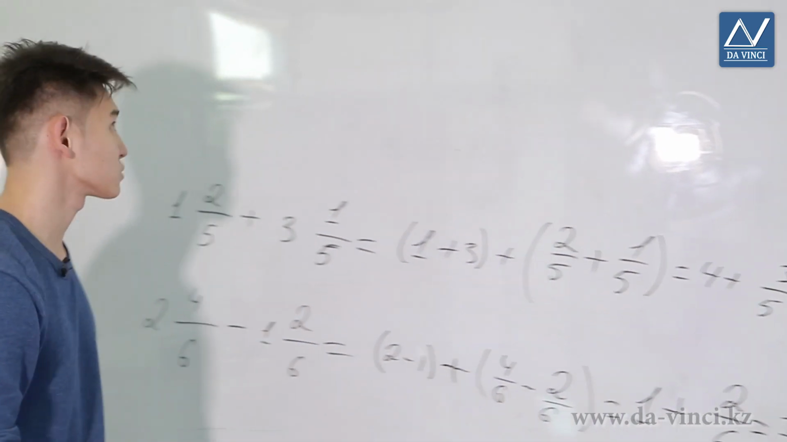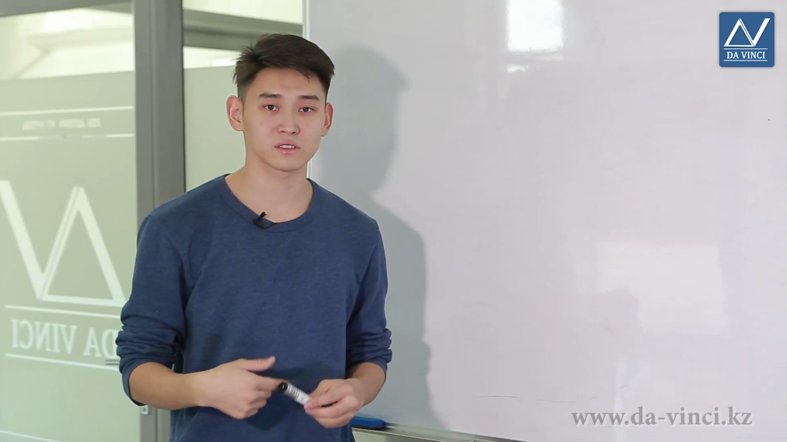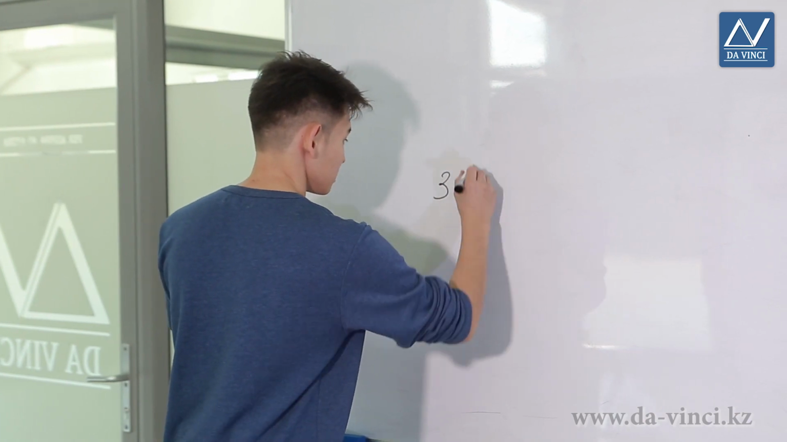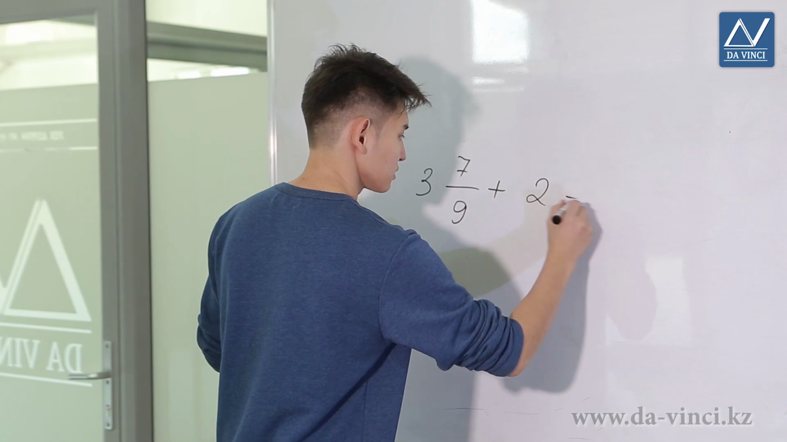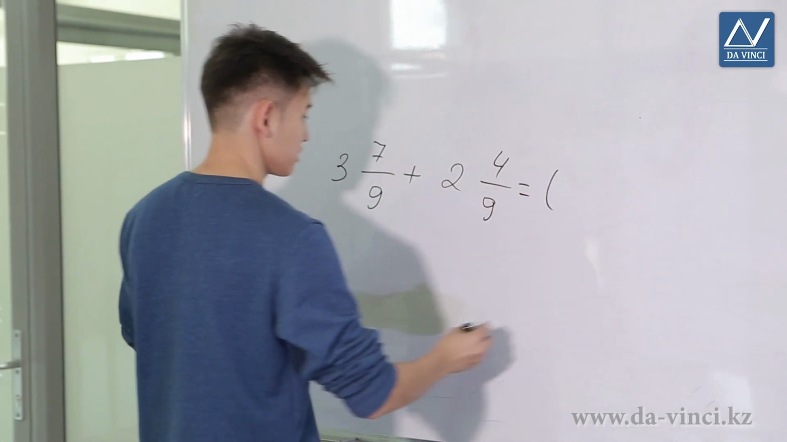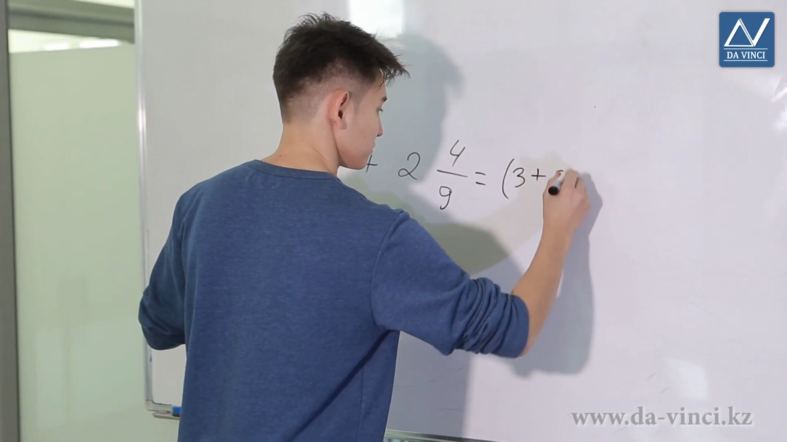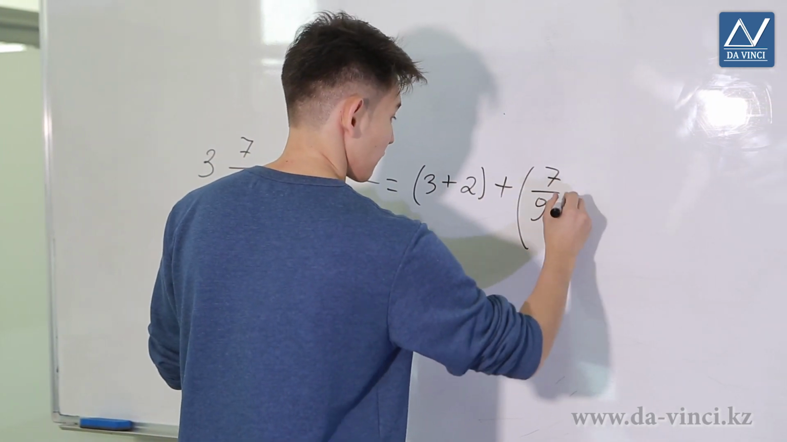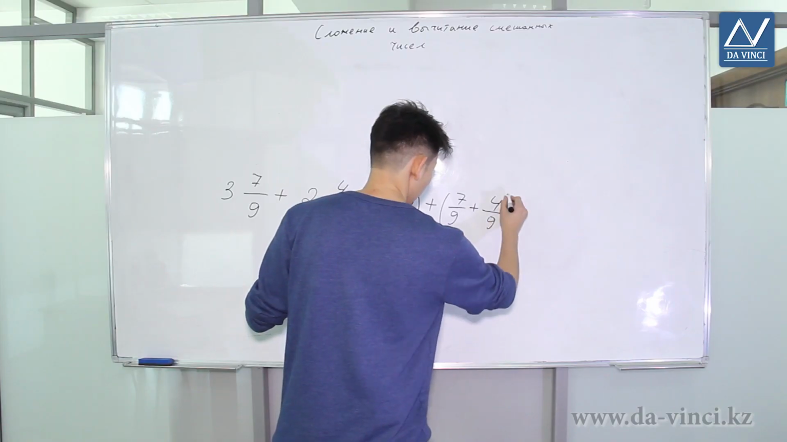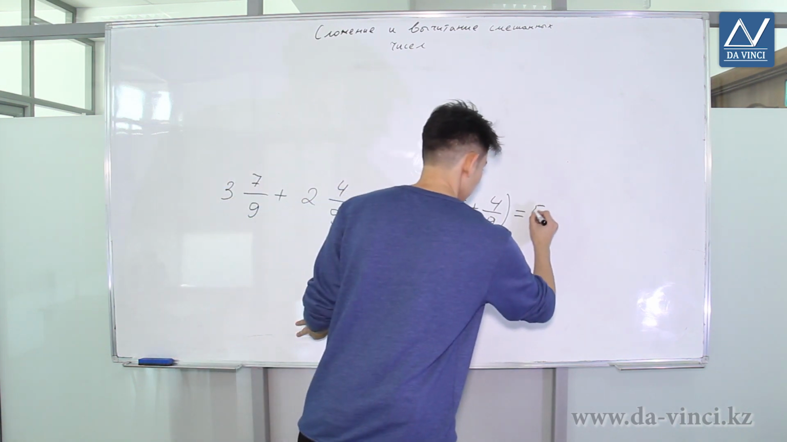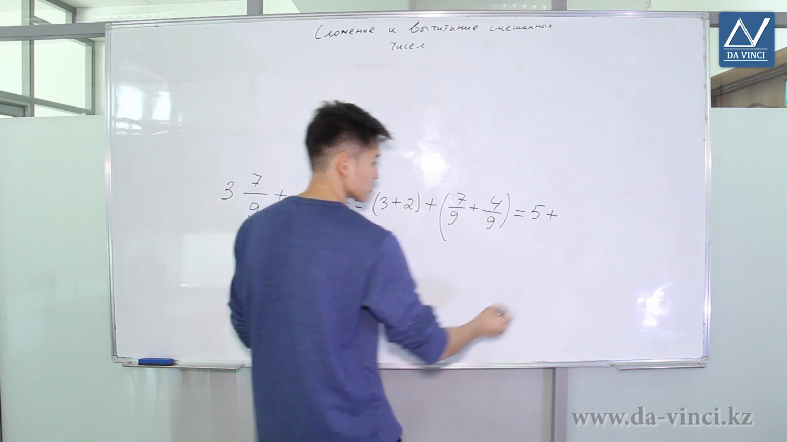We have considered the operations that we can perform with mixed numbers. Sometimes we get an improper fraction by adding mixed numbers. What to do in that case? Let's consider such an example. We have 3 and 7/9 plus 2 and 4/9. At first we add the integer parts, 3 plus 2, plus the fractional parts, 7/9 plus 4/9. Three plus 2, 5, plus 7 plus 4, 11.